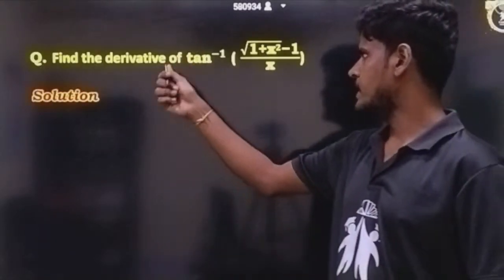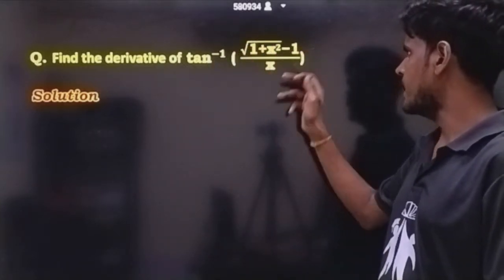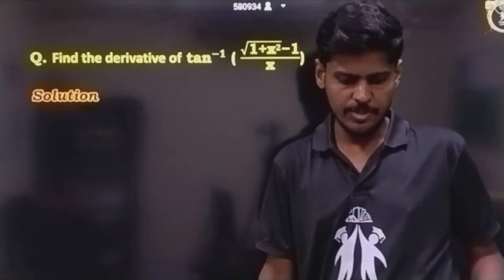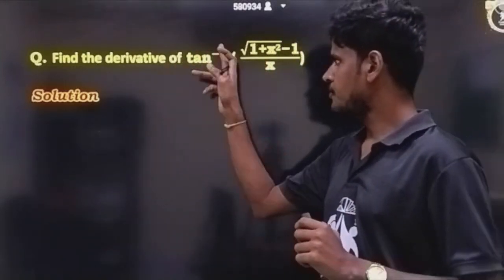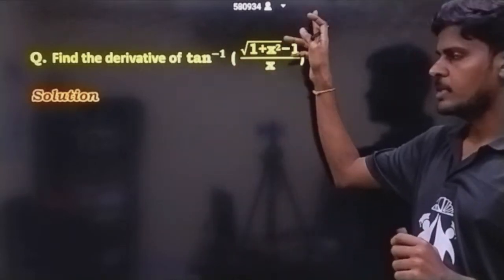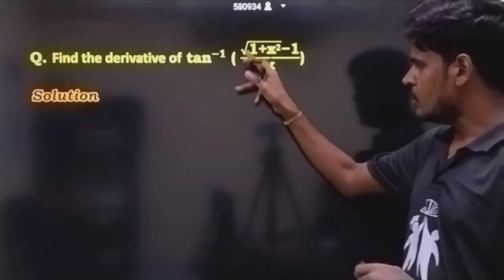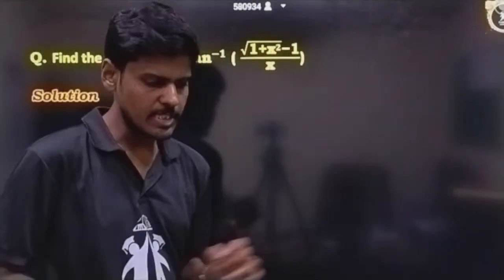Next question, find the derivative of tan inverse of root of 1 plus x square minus 1 divided by x. Again, how to do differentiation? Derivative of tan inverse of square root of 1 plus x square minus 1 divided by x. Now again when we apply the formula, it is very big. So these types of questions are given.